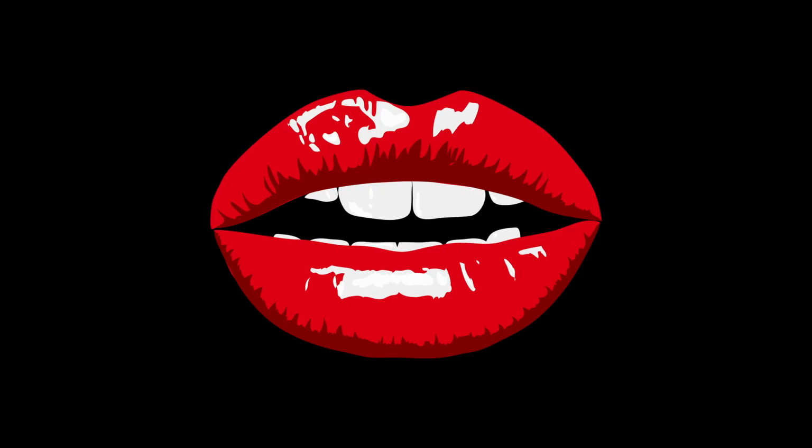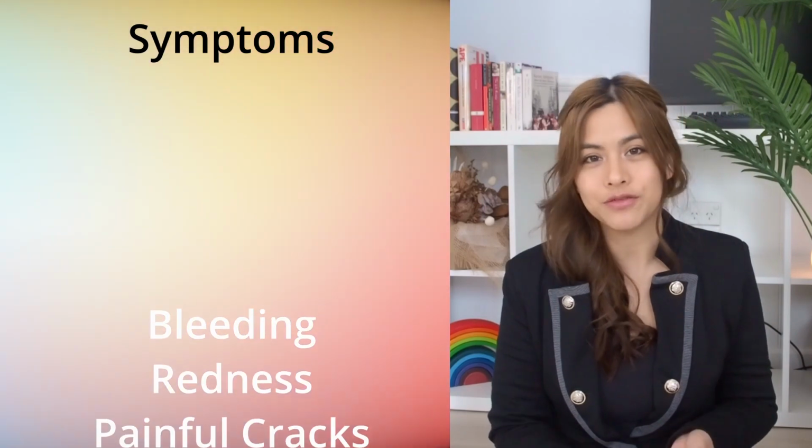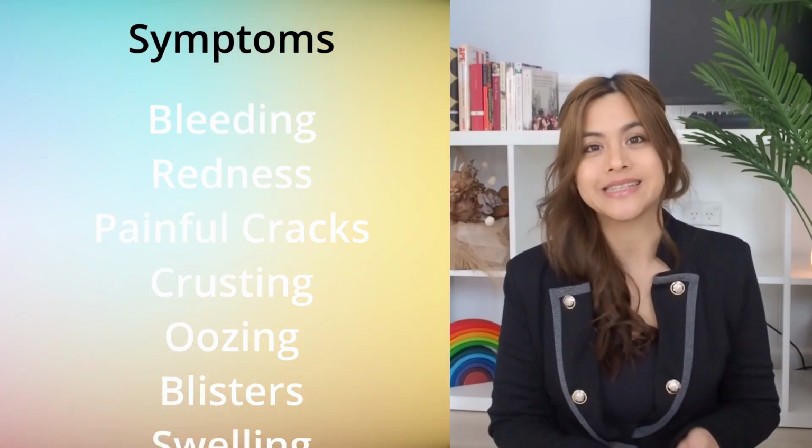Angular cheilitis is a really common condition causing inflammation in the corners of the mouth. It's not contagious, so it can't spread from person to person. It can last a few days and go away by itself, or it may persist indefinitely depending on the cause. In the corners of the mouth, either one side or both sides, you may experience bleeding, redness, painful cracks, crusting, oozing, blisters and swelling.